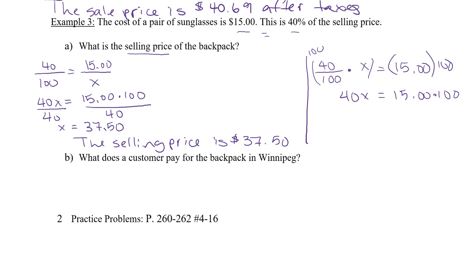Okay, now what does the customer pay for the backpack in Winnipeg? Well, I can tell you those off the top of my head. That's 5% for the GST and 8% for the PST, so it's 13%. You can calculate them separately. There's nothing wrong with that. This is just simpler, it's faster, and if you're ever off, you'll be off by 1 penny. So it's really not a big deal. So we don't use pennies anyway. So we need to figure out the taxes.